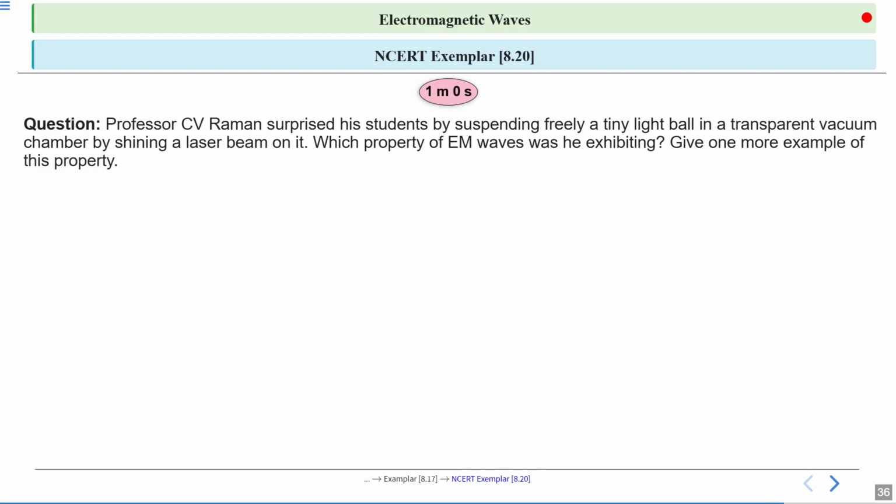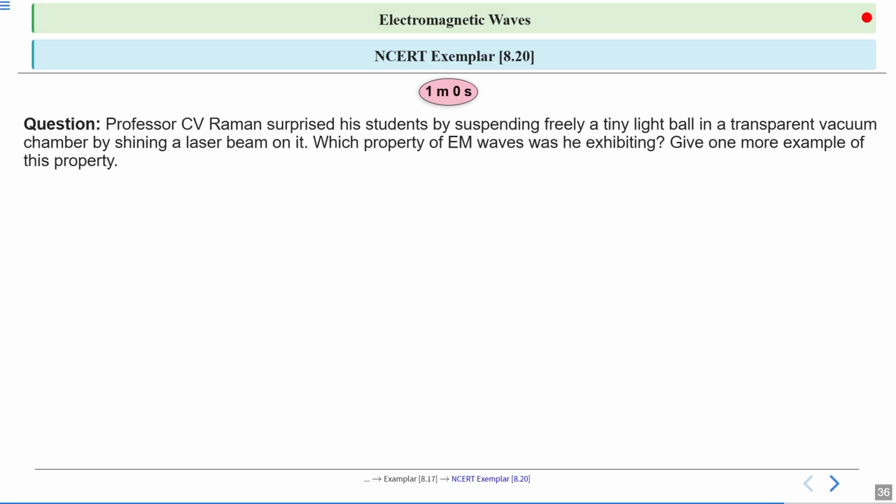So next question. Professor C.V. Raman surprised his students by suspending freely a tiny light ball in a transparent vacuum chamber by shining a laser beam on it. There is a very light ball in a transparent vacuum chamber, there is no air. So he suspended a tiny little light ball inside a transparent vacuum chamber by shining a laser beam on it. Which property of EM waves was he exhibiting? Give one more example of this property.